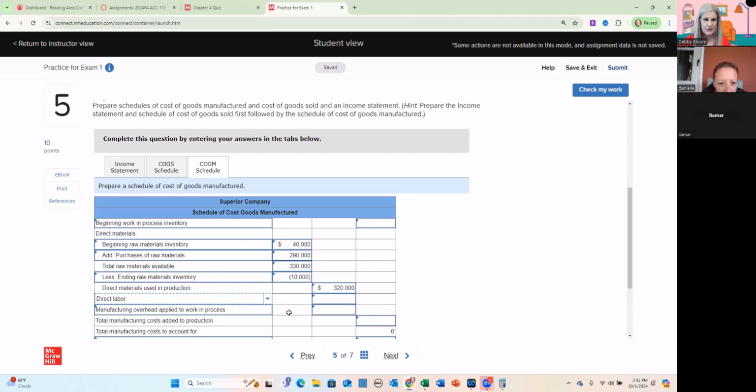Leah, Danielle, did I go too fast through that? Sorry, my computer was freezing. Oh no, you're doing really good right now. I'm good, following along. Okay. Danielle, you following okay?